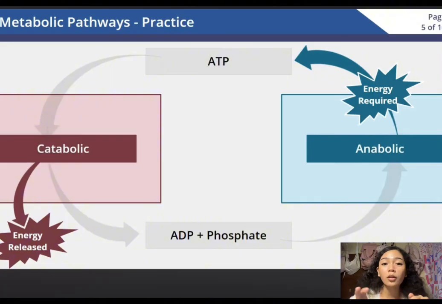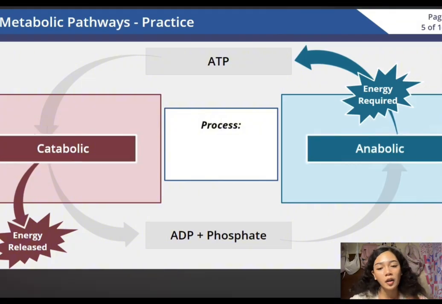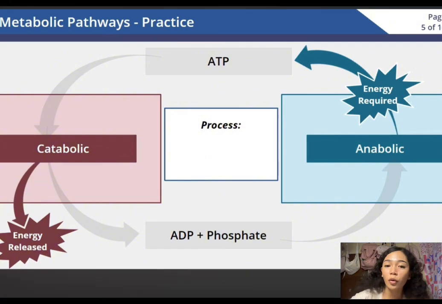Let's practice what we've just covered. Look at each process and determine whether each is a catabolic or anabolic process. Feel free to pause this video if you need more time to decide. The first one, synthesizing protein. Digesting food, replicating DNA, creating muscle, lastly, breaking down stored fats.